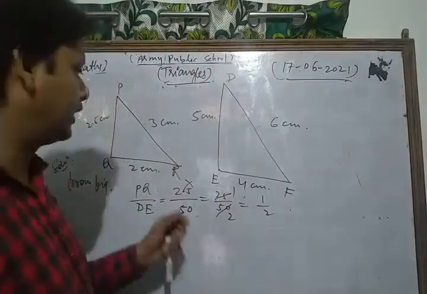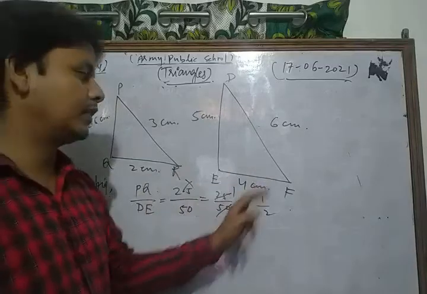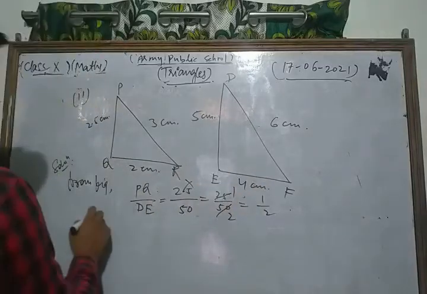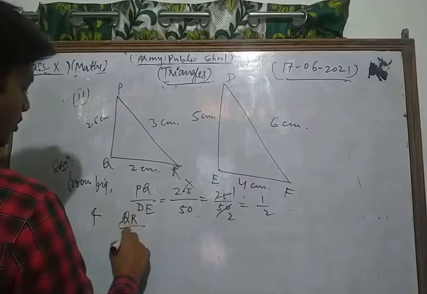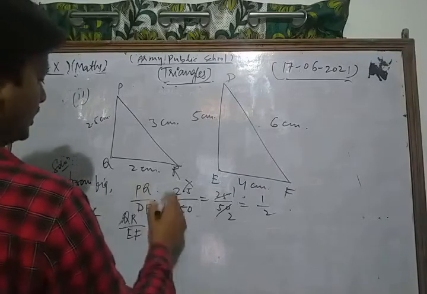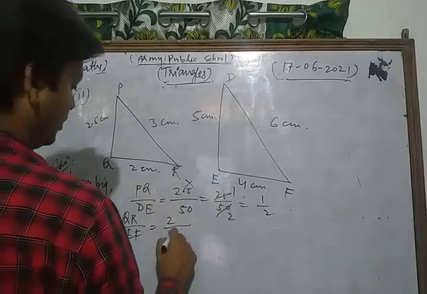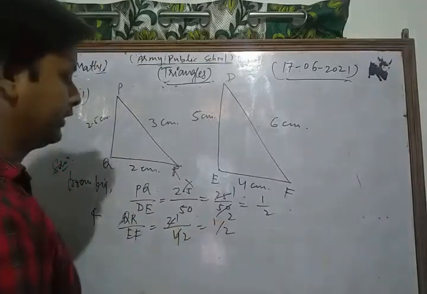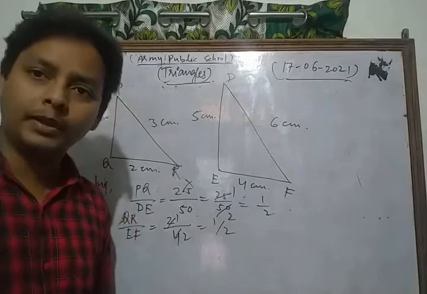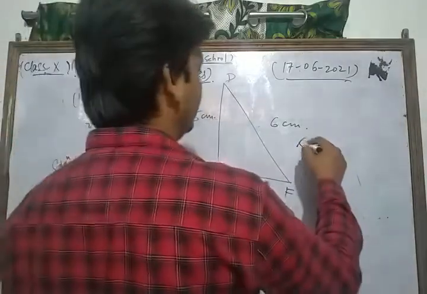Now similarly we find QR upon EF. QR is 2 upon EF is 4. 2 1 is 2, 2 2 is 4. So QR upon EF is also equal to 1 by 2.